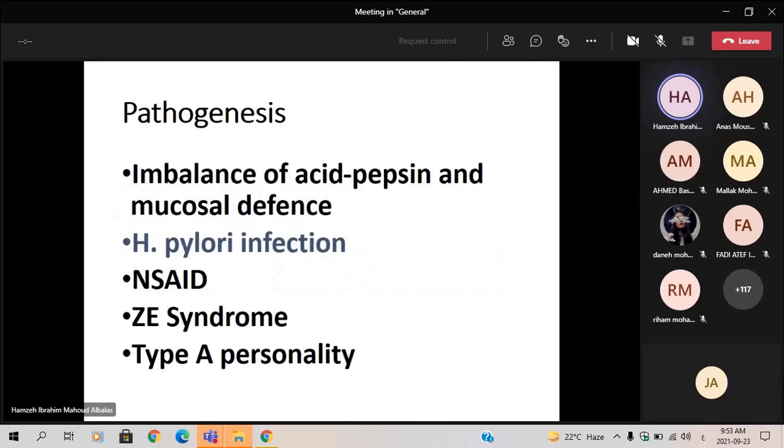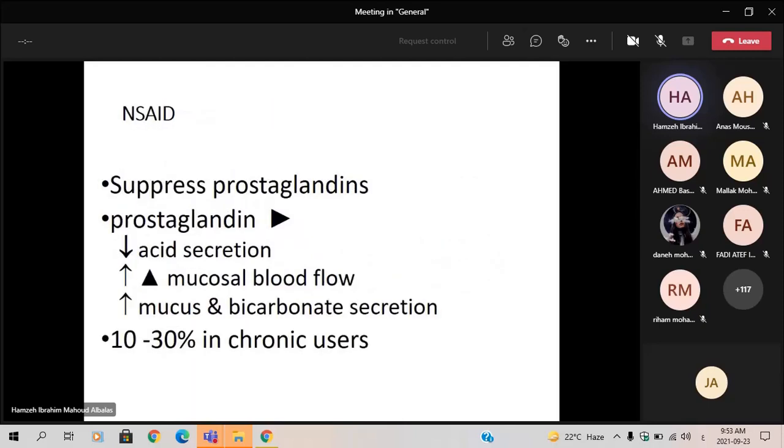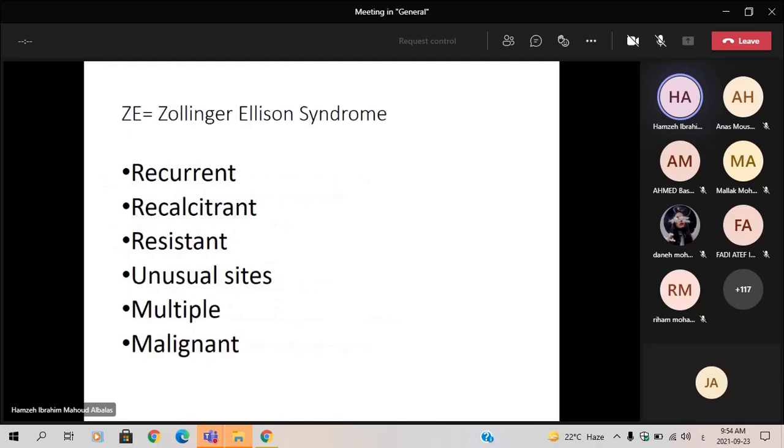Also, maybe due to taking a lot of NSAID medication. Prostaglandin leads to decreased acid secretion, increase in mucosal blood flow, and increase in mucus and bicarbonate secretion. NSAID suppress this prostaglandin, which leads to increased risk of perforation and ulcer formation. It occurs in 10 to 30% of chronic users of NSAID.